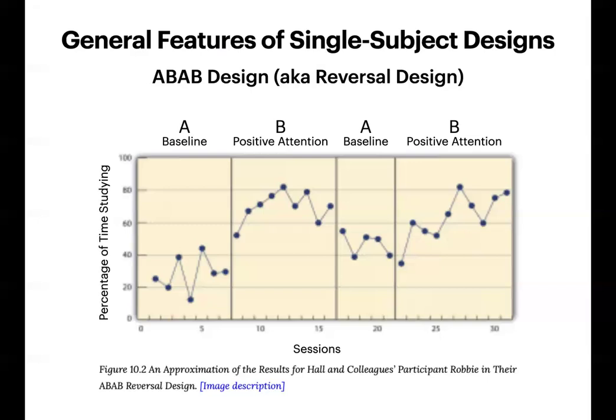In contrast, if the dependent variable changes with the introduction of the independent variable and then changes back with the removal of the independent variable, researchers can be more confident that the independent variable is the cause of the change in the dependent variable. This also increases the internal validity of the study.